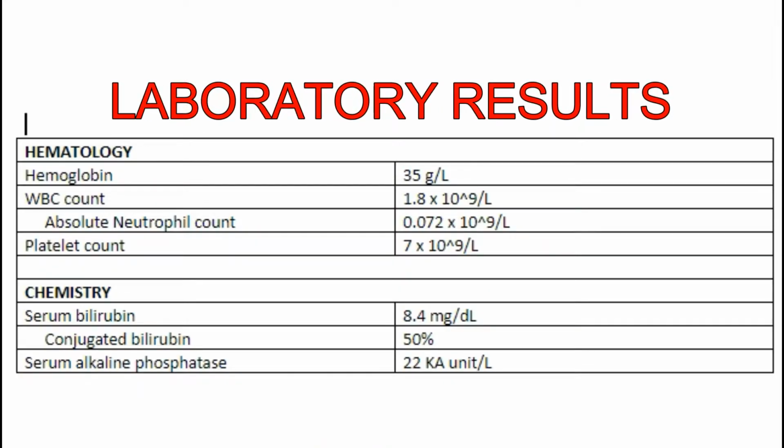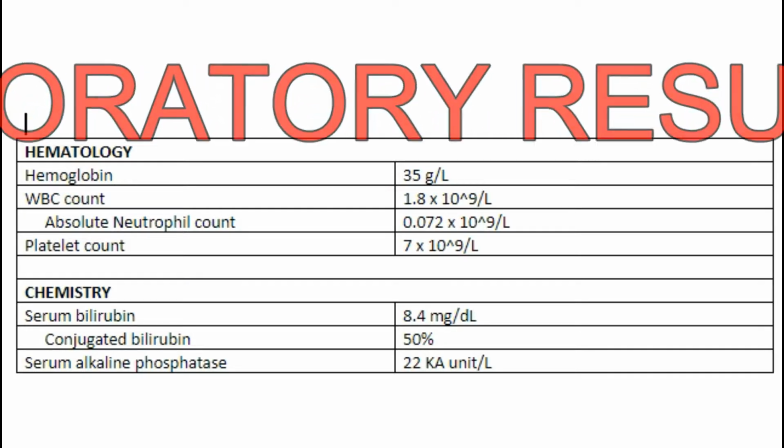The results of investigation were a hemoglobin of 35 grams per liter, WBC count of 1.8 times 10 to the power of 9 per liter, and a platelet count of 7 times 10 to the power of 9 per liter. The absolute neutrophil count was 0.072 times 10 to the power of 9 per liter. Serum bilirubin was 8.4 mg per dl with a conjugated fraction of 50%. There was no transaminitis. The serum alkaline phosphatase level was 22 Ka unit per liter.